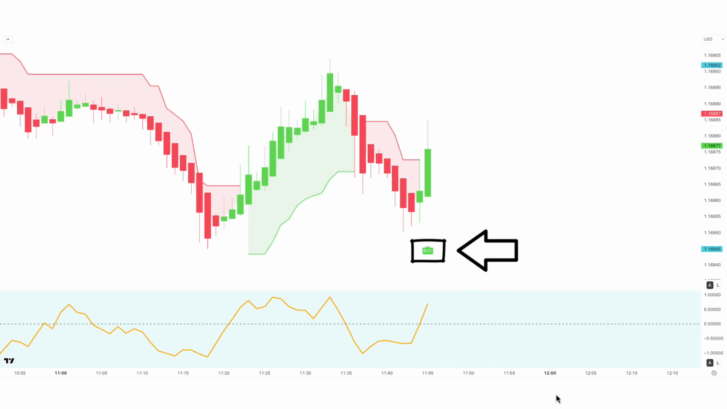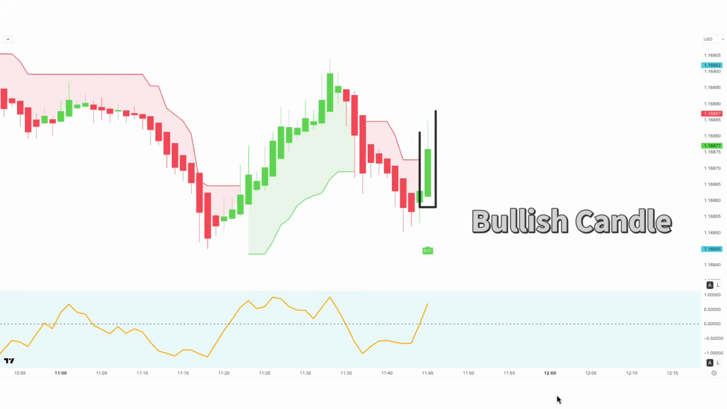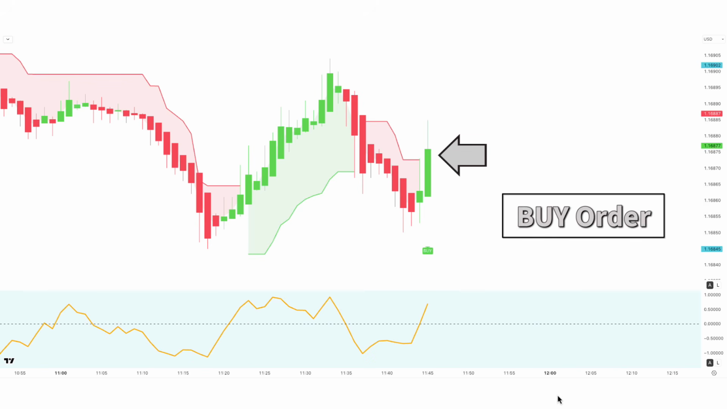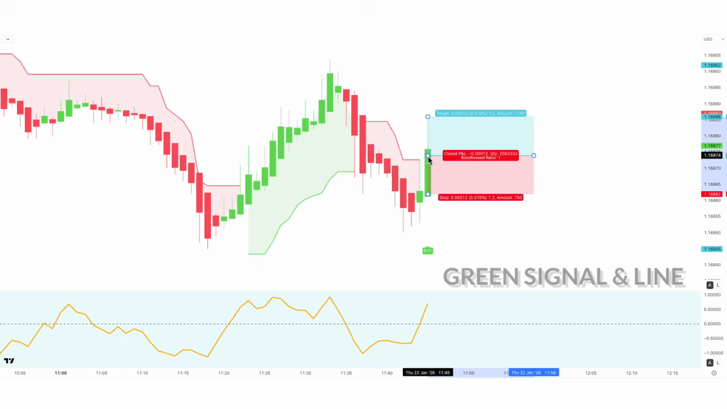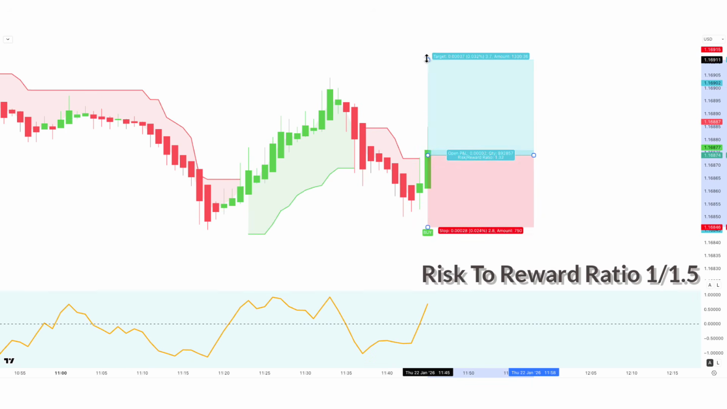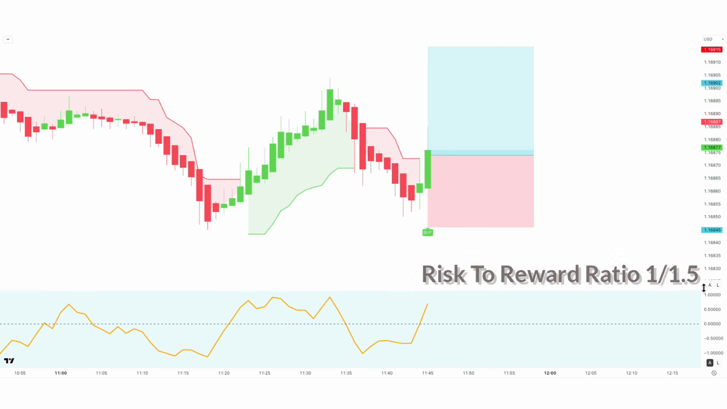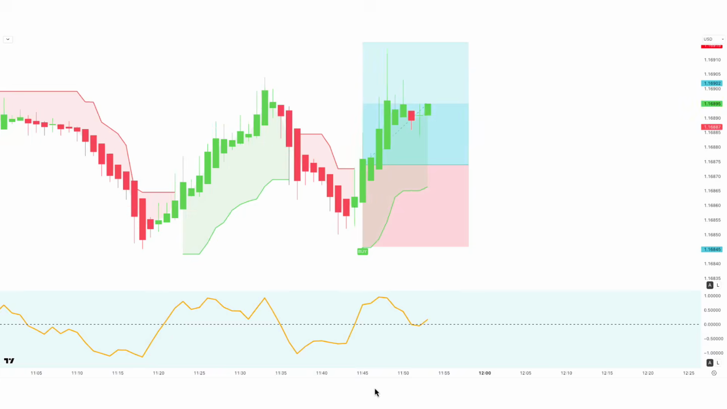Here, the TSM 2018 arrow of this indicator is a buy signal. Here, the orange color line of new indicators is above the zero line. Here, the market has made a bullish candle to give confirmation. So all our conditions are being fulfilled, so we are placing an order to buy. Our stop loss is to be placed at the green signal and line. And the risk to reward ratio will be 1:1.5. Let's see what happens to our trade.